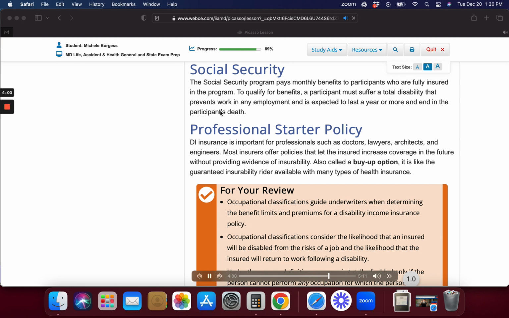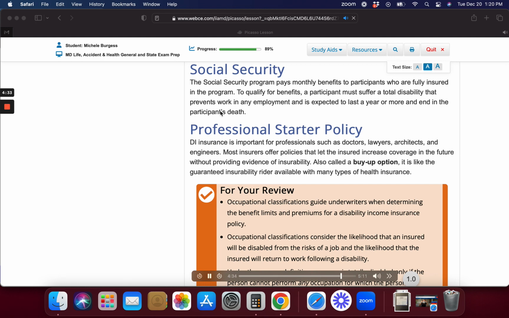Occupational classifications consider the likelihood that an insured will be disabled from the risks of a job and the likelihood that the insured will return to work following a disability. Under the any OC definition, a person is totally disabled only if the person cannot perform any occupation for which the person is reasonably suited by education or experience. Because the any OC definition is broad, a person is more likely to find some occupation for which he or she is suited by education or experience. So, a person is less likely to qualify for benefits under this definition.